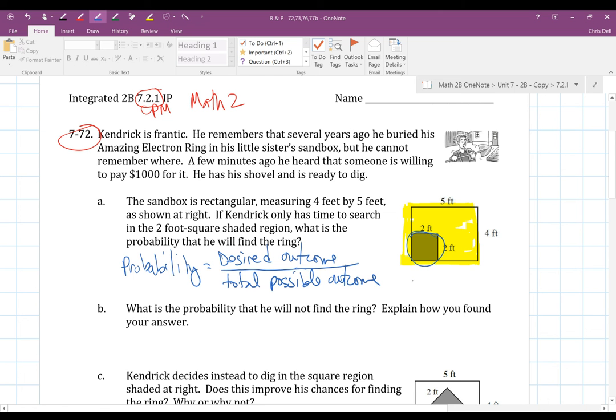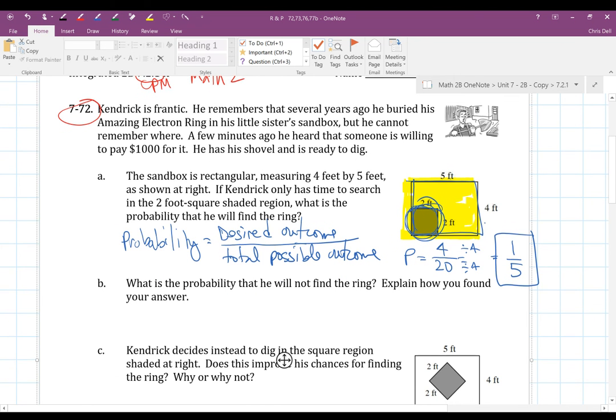So for this case, we would say that the probability is equal to the area of the shaded region, which is 2 by 2, so it's 2 times 2, which is 4, over the area of the entire rectangle, which is a 5 by 4, so it's 20. So we can simplify that, top and bottom by 4, divide by the giant one of 4 over 4, and you get a probability of 1/5. So that's the probability for A, that he'll find it in that shaded area.